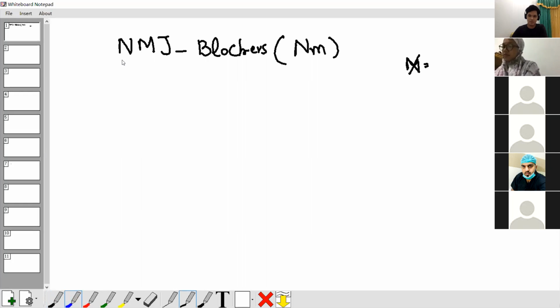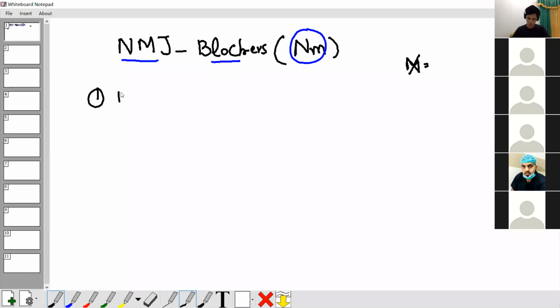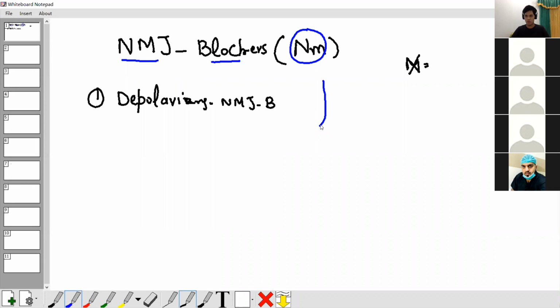Now, today we start about neuromuscular junction blockers, the NM receptor, okay, present at skeletal muscle. Neuromuscular junction blocker drugs we categorize into two groups: depolarizing and non-depolarizing. Depolarizing neuromuscular junction blockers, how do they work?